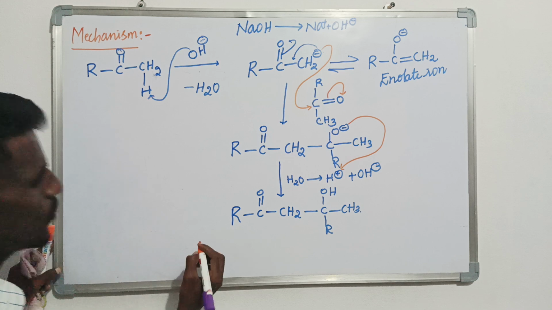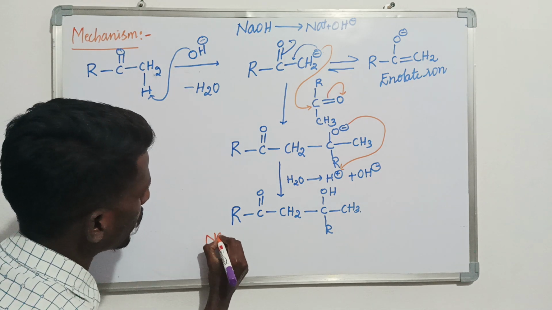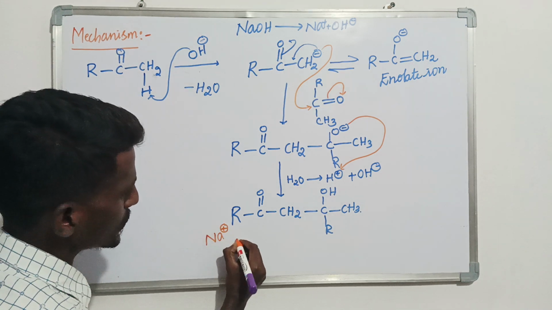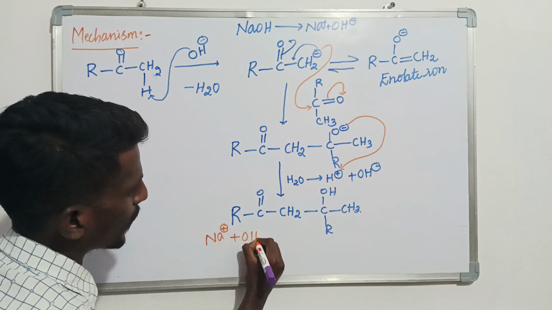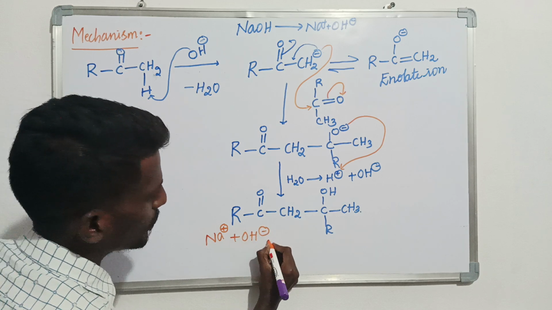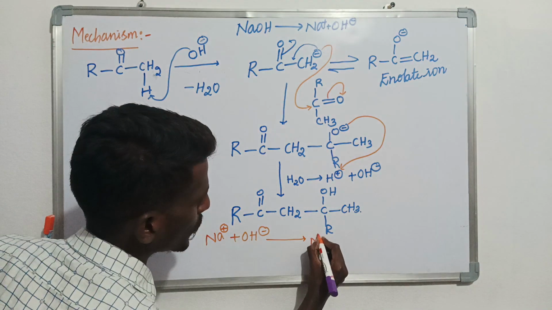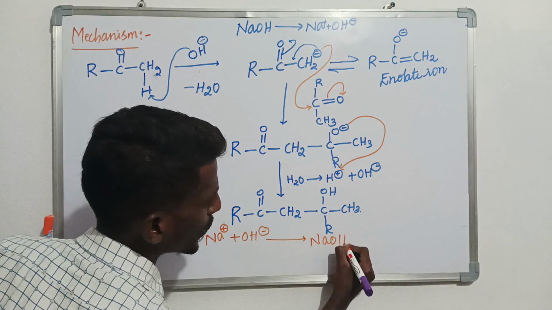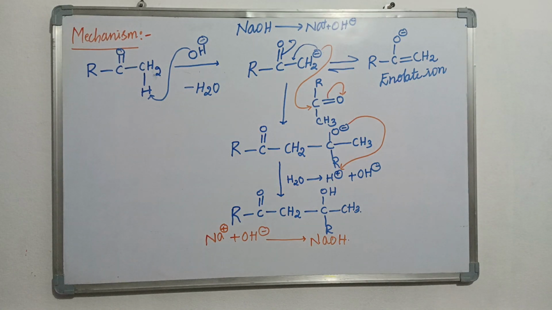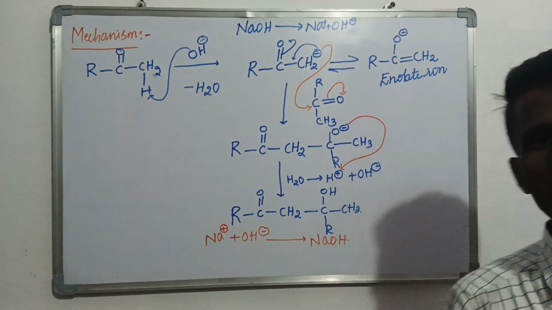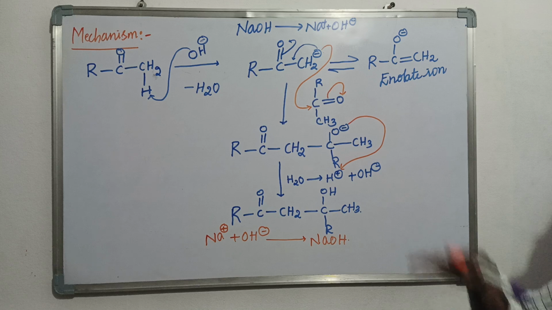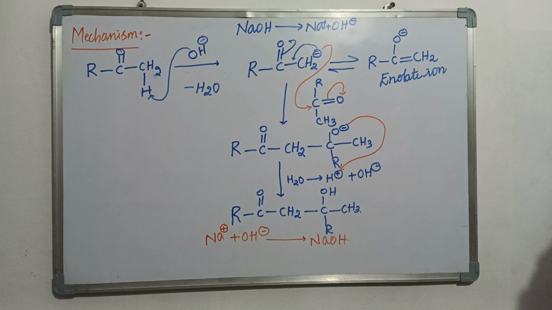Then this Na plus and OH minus will combine to each other and form NaOH, and it will complete the reaction of product formation. So this is the reaction and mechanism involved in the Aldol condensation reaction.